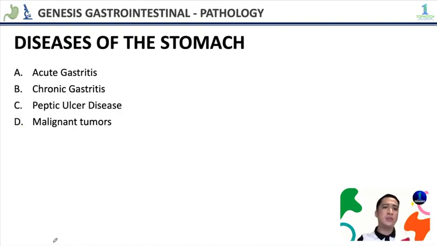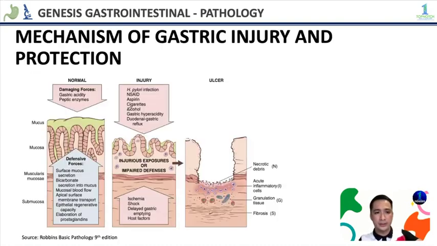Now let's proceed to the diseases of the stomach. So we're going to touch a little bit on gastritis, both acute and chronic, peptic ulcer disease, and of course the malignant tumors. So this figure is lifted from Robbins, just a recall or a review of the different factors that should be involved when we discuss gastric injury.